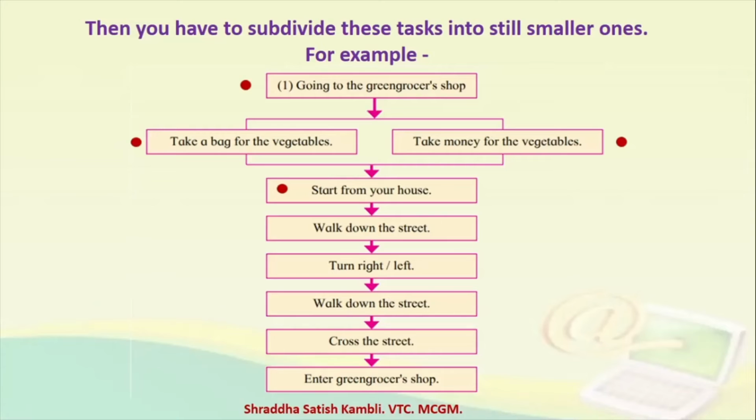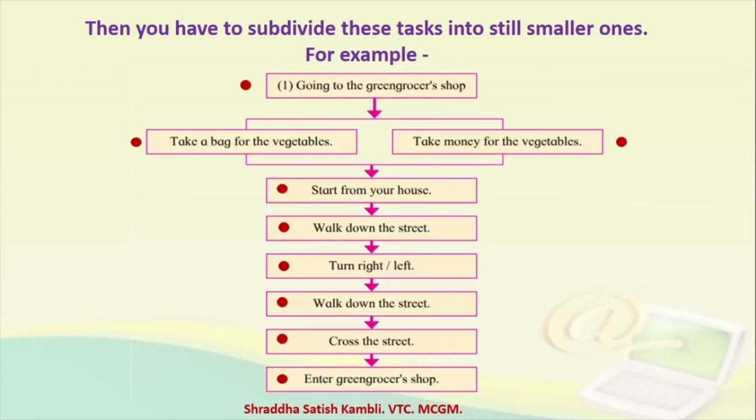Start from your house. Walk down the street. Turn right or turn left. After turning right and left, again walk down the street. Cross the street. Enter the grocer's shop. So see, one step, going to the greengrocer's shop, I broke it down into so many smaller steps.